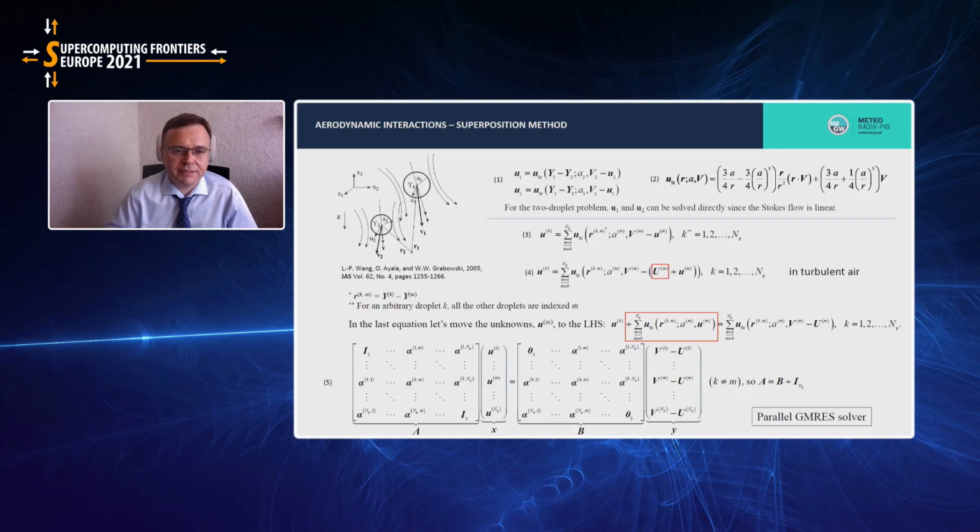But if we have more droplets, then we have to sum up the contribution from each of the droplets acting on the droplet of interest. So the system increases, and the number of equations is equal to the number of droplets we consider. If we have an additional turbulent flow, we should also include the effect of the turbulence. Finally it comes down to the improved superposition method, where, if we make some manipulation with equation number 4, we move the unknowns to the left-hand side. It's basically a linear system of equations which we may solve using, for example, the generalized minimal residual method.